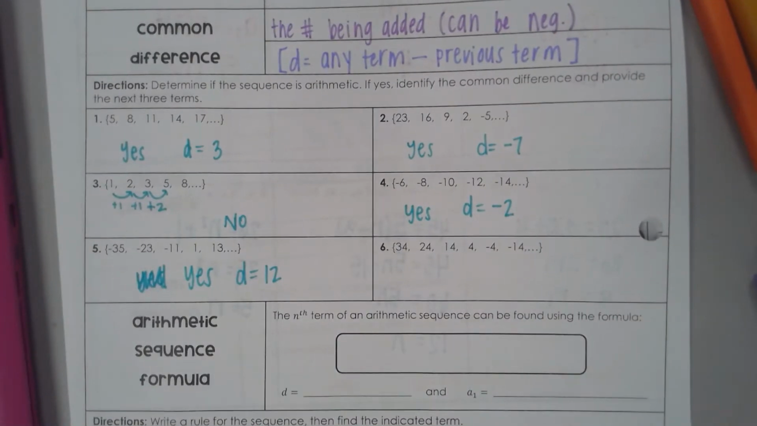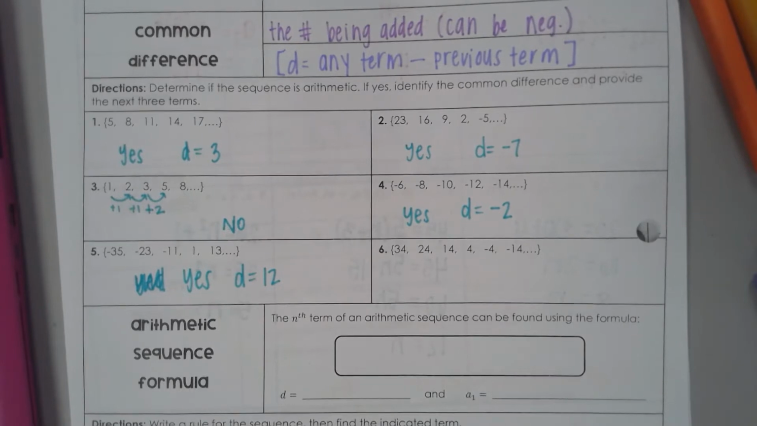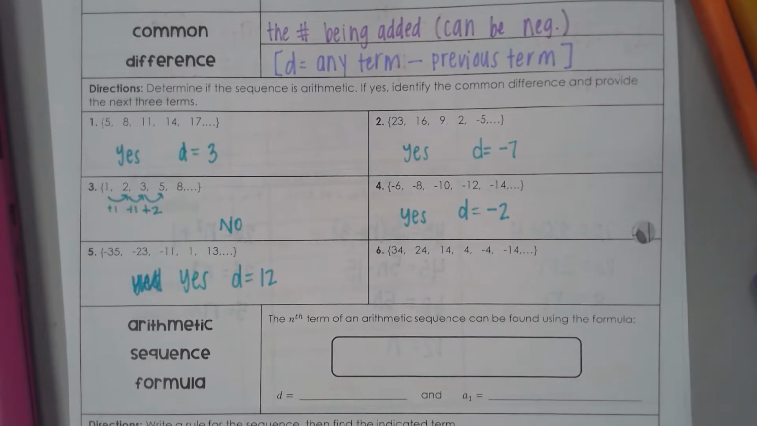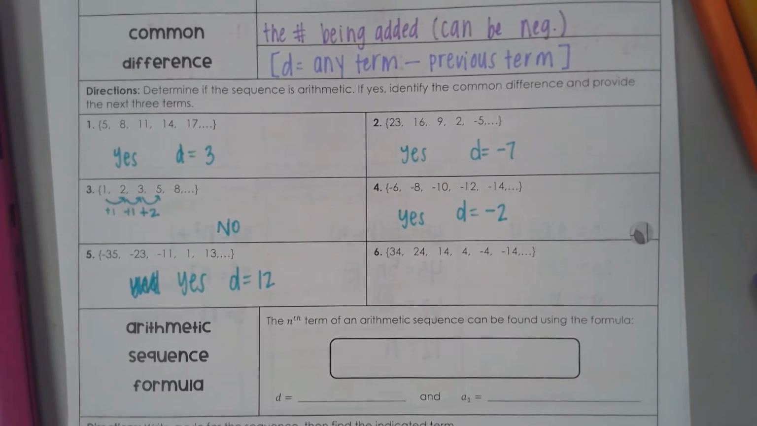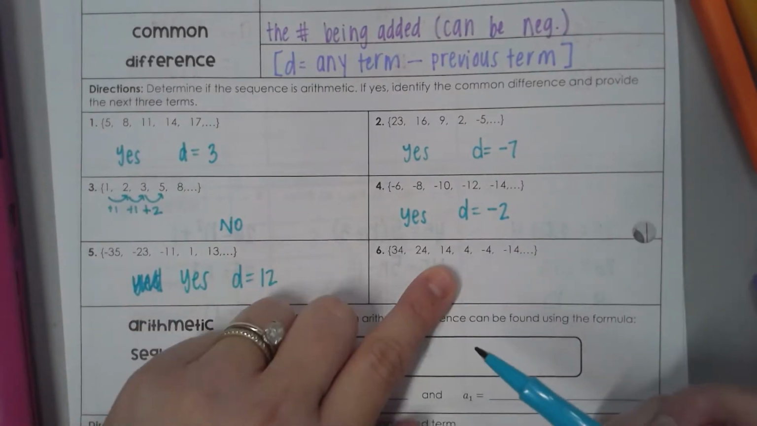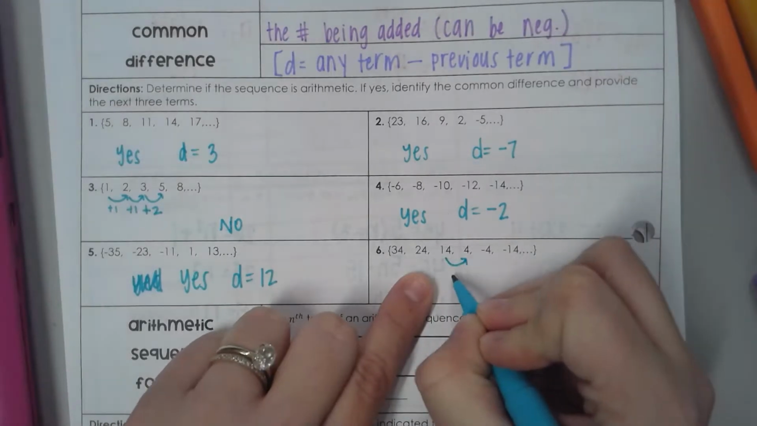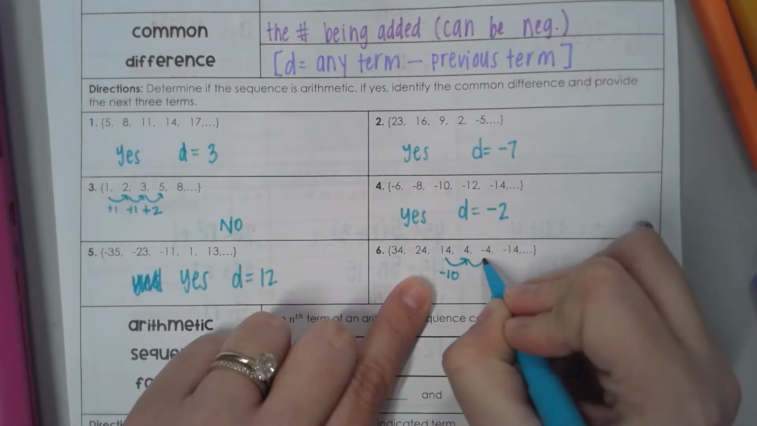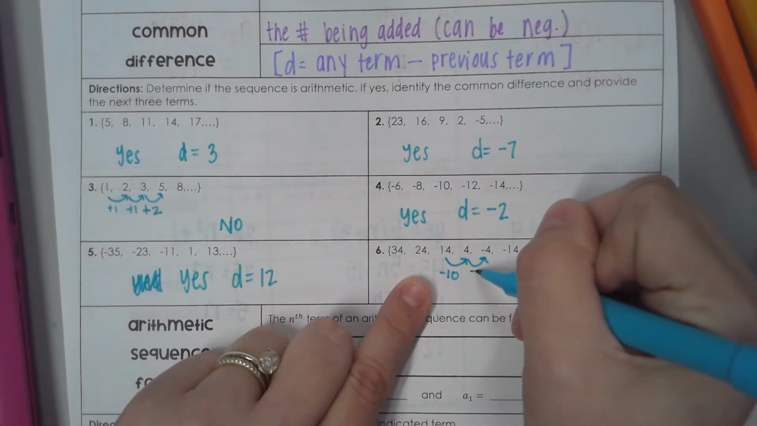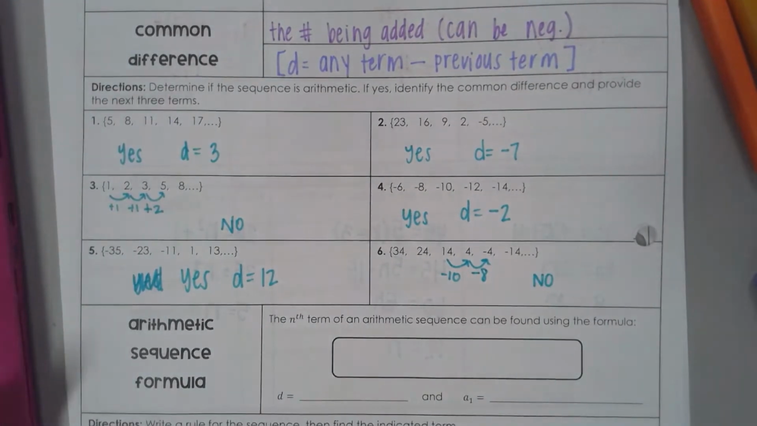What about number 6? Do you all agree? Are you sure? No. It's a 4, -4. Just glancing at it, you're going to be like, oh yeah, 10 or -10. But from 14 to 4, that's a -10. How do I get from 4 to -4? Subtract 8. Why does it do it like that? To trick you. So it's a no.